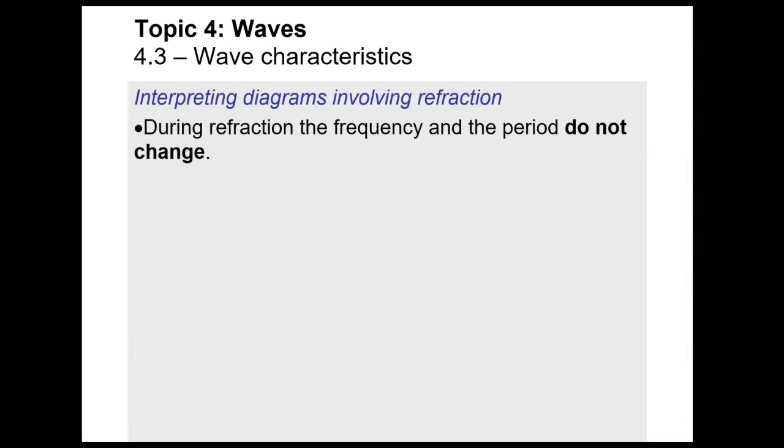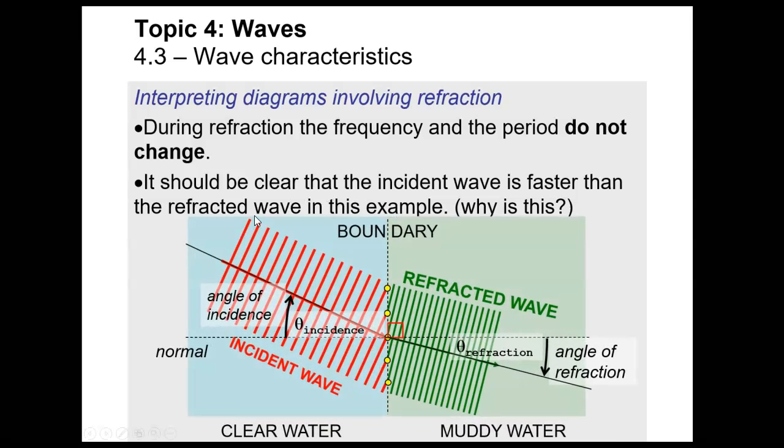Alright, so moving on. We talked about this before. It should be clear that the incident wave is faster than the refracted wave in this example. Why is this? You can tell just visually. Remember, when you're looking at wavefronts, the lines represent the crests or the compressions of that wave. And you can see the green wavefronts are closer together, meaning that the green ones have a smaller wavelength compared to the red wavefronts.